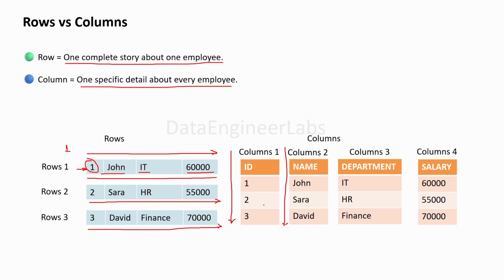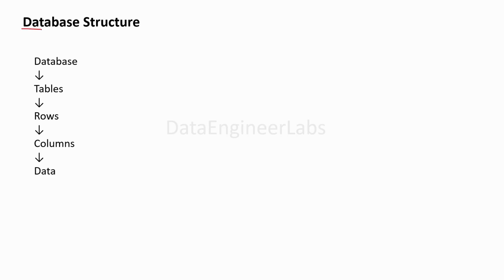For example, I want to know the salary of John. So we'll have to go to the salary column and look for the row where John fits, like employee ID 1, which is row 1, and what is the salary of John. So this is how we define rows and columns. It will become more clear as we move along this course. But for now, let's just understand that all the horizontal lines containing a complete story about one employee are called rows, and one specific piece of information about all the employees is called a column. So before we move ahead, let's see the database structure.